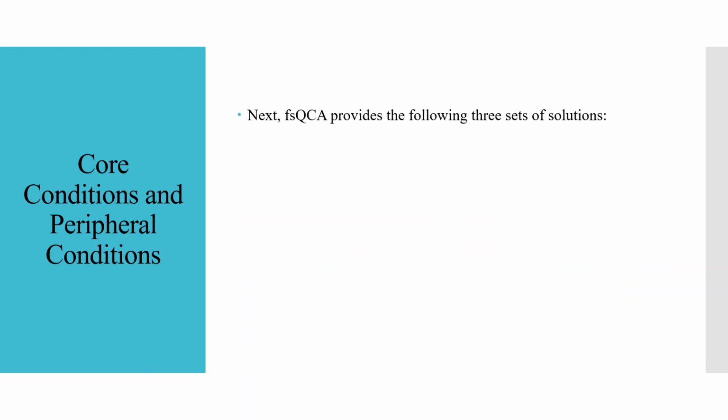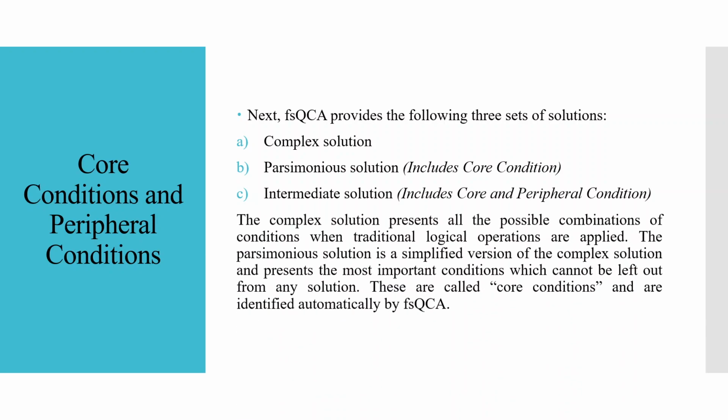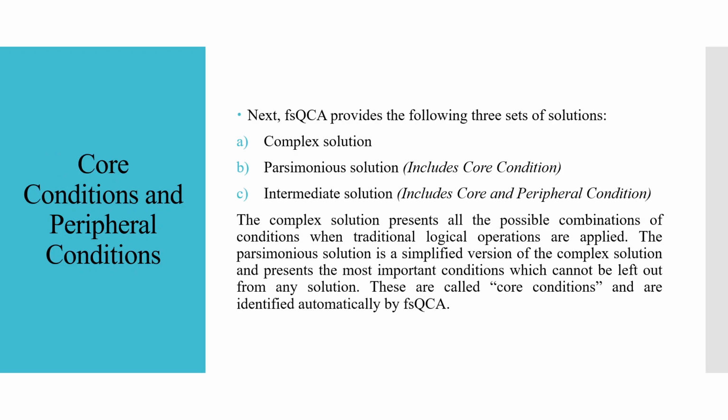Core conditions and peripheral conditions. fsQCA provides the following three sets of solutions: complex solutions; parsimonious solutions, which include the core conditions; and intermediate solutions, which include core and peripheral conditions. The complex solution presents all the possible combinations of conditions when traditional logical operations are applied. The parsimonious solution is a simplified version of the complex solution and presents the most important conditions which cannot be left out from the solutions. These are called core conditions and are identified by fsQCA. Now let's see where I will get my core and peripheral conditions.